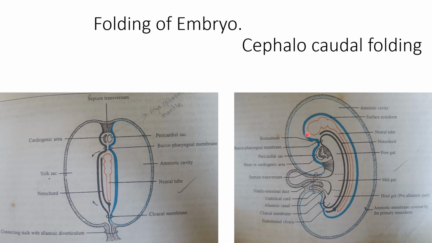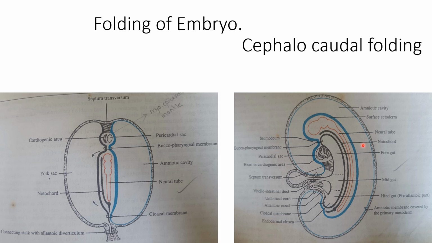Okay, so now let us study the folding of the embryo and let us see what changes occur due to the folding of the embryo. So firstly, there is the cephalic fold of the embryo, then there is the caudal fold of the embryo, and we have the two lateral foldings. So we have cephalocaudal folding and lateral folding. Now, why does the embryo fold? Why is there folding of the embryo?